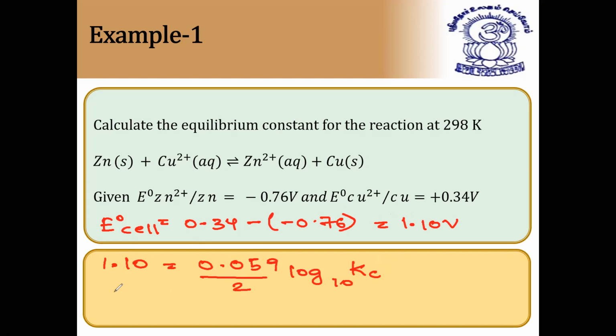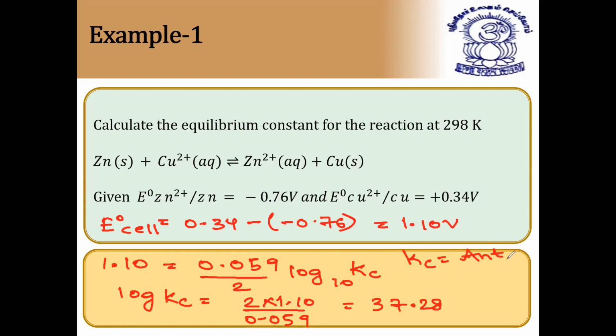First, log Kc is equal to 1.10 into 2 divided by 0.059, which comes to around 37.28. So Kc is equal to the antilog of 37.28. When you write the antilog, the 37 will definitely come as 10 power. The remaining value you need not remember, because from the options we can see. So the antilog of 37.28 is equal to 1.65 into 10 to the power of 37.